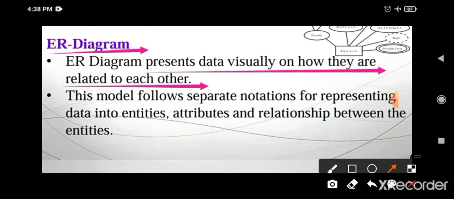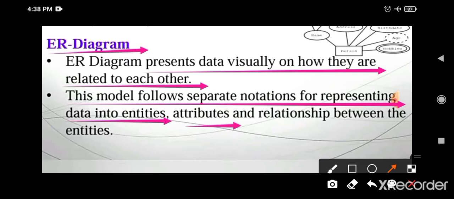The main concept of the ER diagram is that it can represent data in a visual format, mainly used for designing purposes. This model follows separate notations for representing data as entities, attributes and relationships between the entities. These are the three important concepts discussed within this topic.